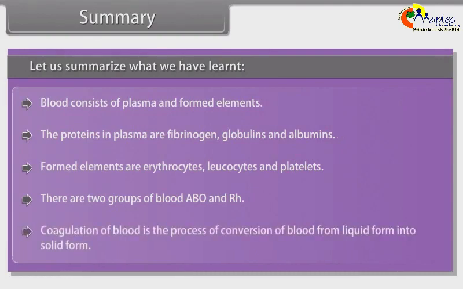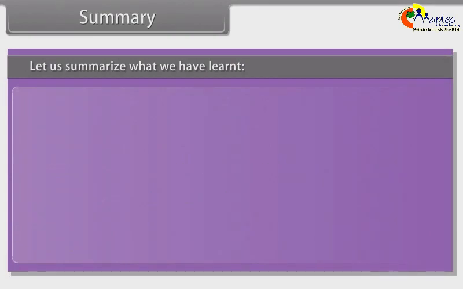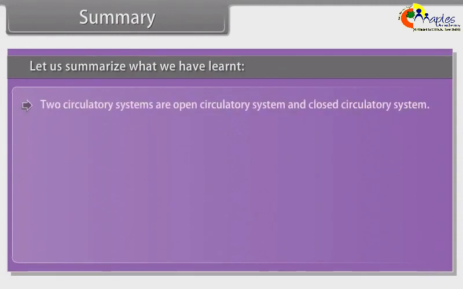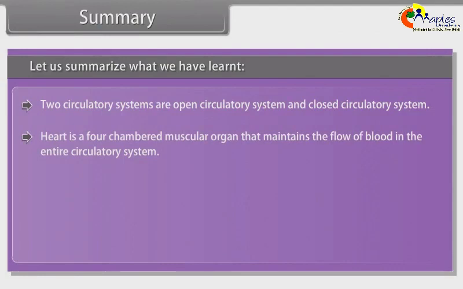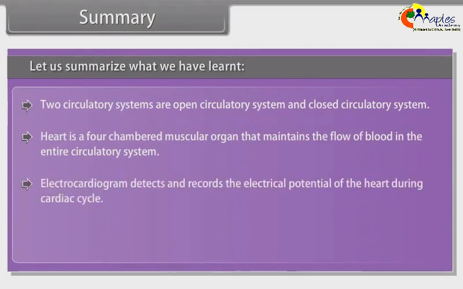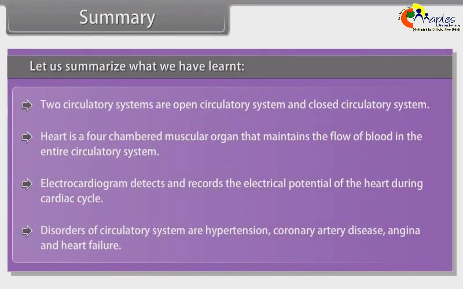Coagulation of blood is the process of conversion of blood from liquid form into solid form. Two circulatory systems are open circulatory system and closed circulatory system. The heart is a four-chambered muscular organ that maintains the flow of blood in the entire circulatory system. An electrocardiogram detects and records the electrical potential of the heart during the cardiac cycle. Disorders of the circulatory system are hypertension, coronary artery disease, angina, and heart failure.